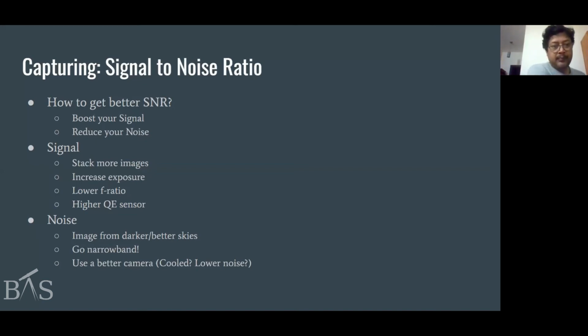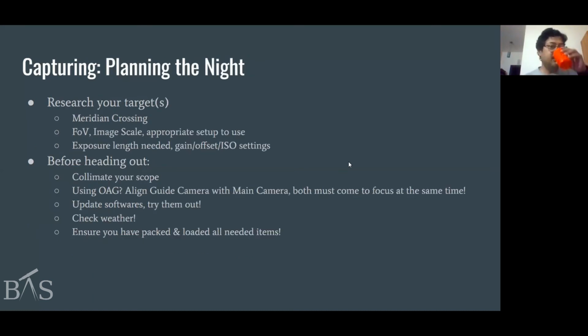So next we talk about planning the night. This is very important, and when I get deeper into the capturing workflow and process, I will be touching some of these aspects. Before you get out of your house and go capture something, research your targets, and you should have multiple targets in your mind.